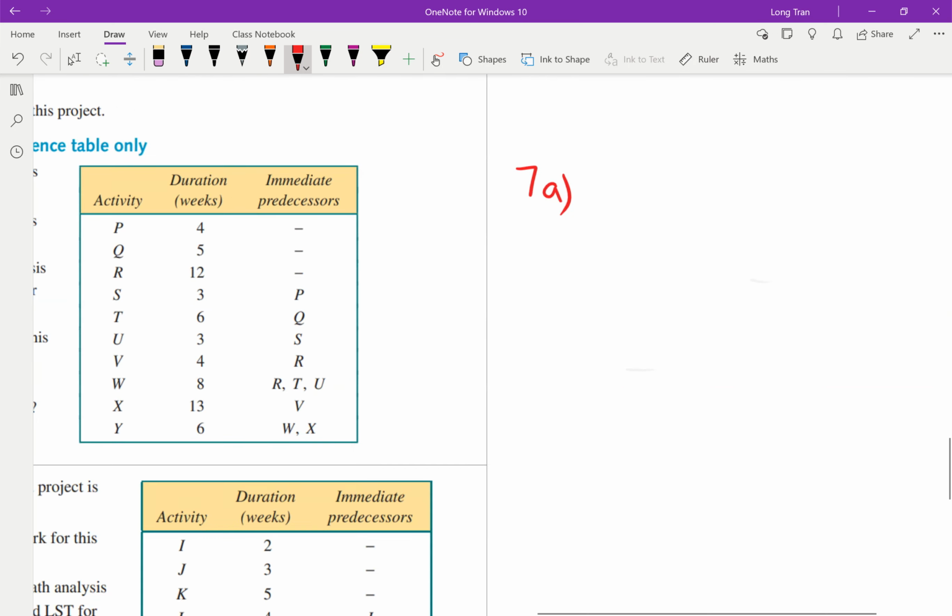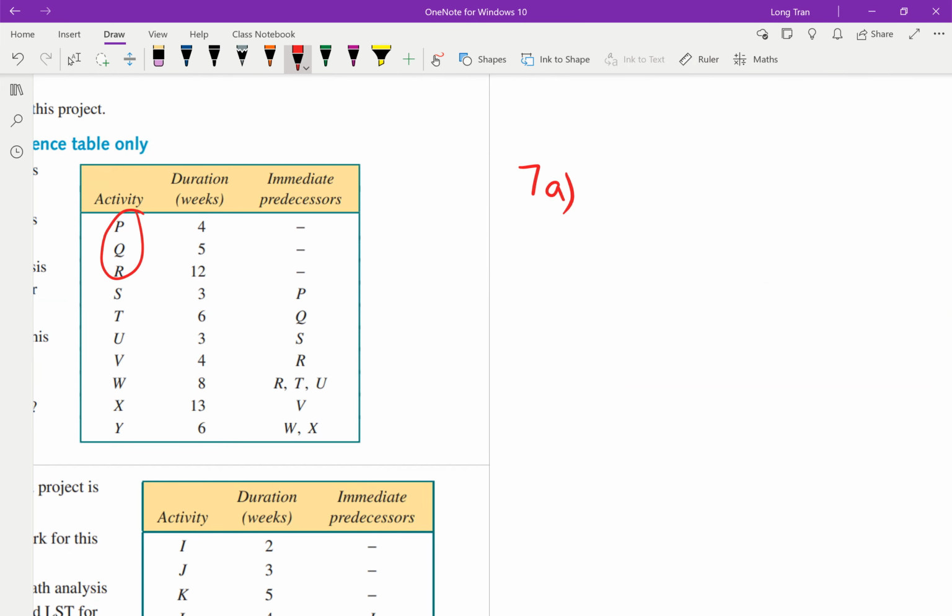So let's see. We can see that P, Q, and R do not have predecessors. So I expect to have 3 key lines coming out. So these are my 3 key lines. 1, 2, 3. This is P, this is Q, and this is R. What else do I know? That P has a weight of 4, Q has a weight of 5, and R has a weight of 12. Great.